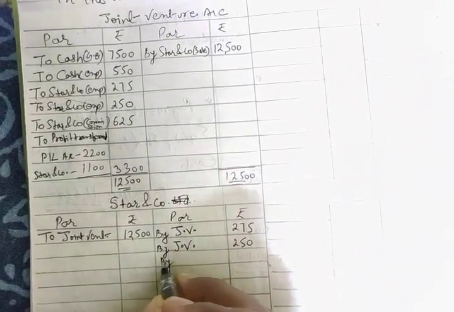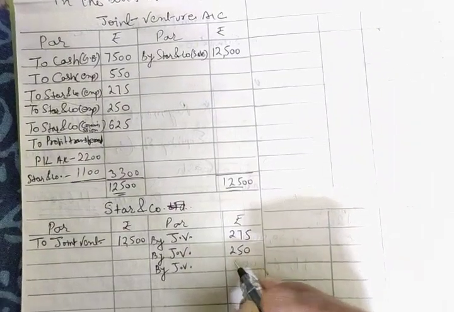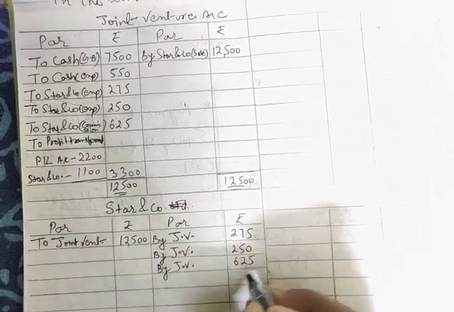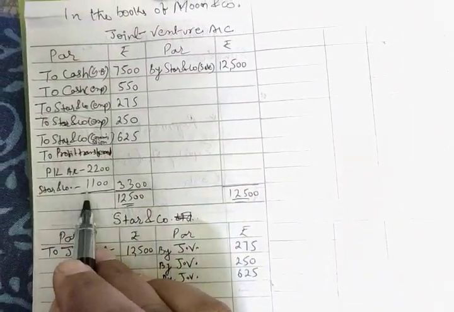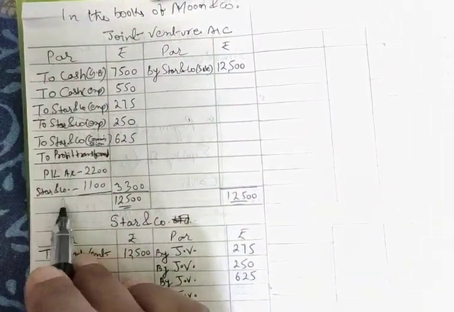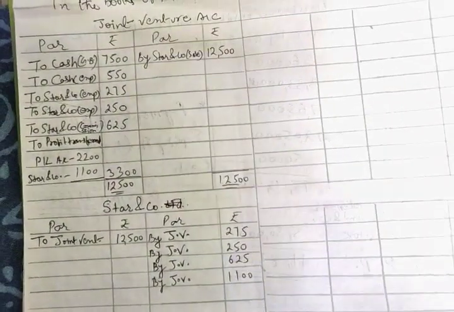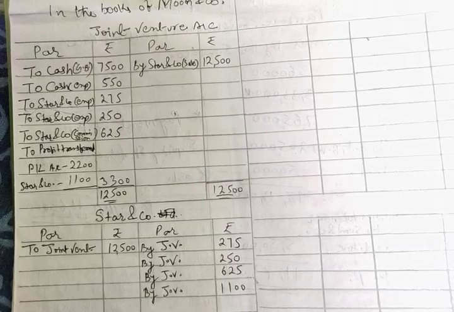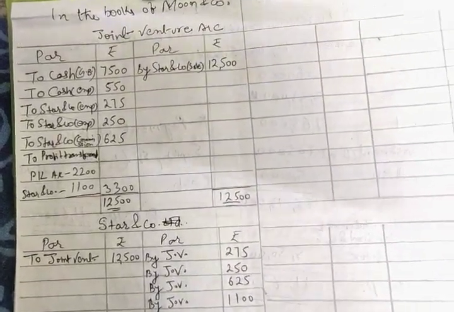One more entry to joint venture, again from your debit side, 250. One more to joint venture, again from your debit side, 625. One more entry from your joint venture debit side, that is your profit. Okay, profit was 1,100.